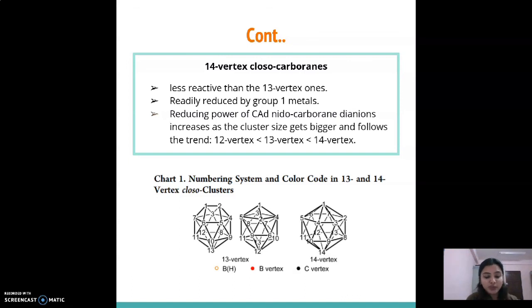However, 11 vertex nidocarborane is redox inactive. So these are the structures of the 13 and the 14 vertex chloroclusters.